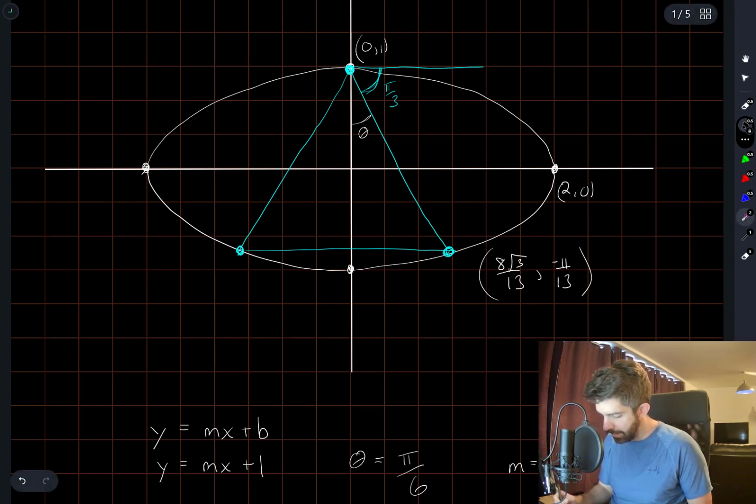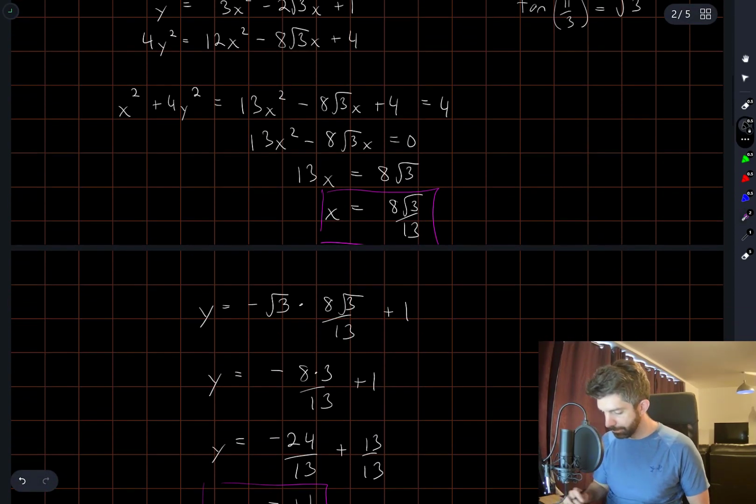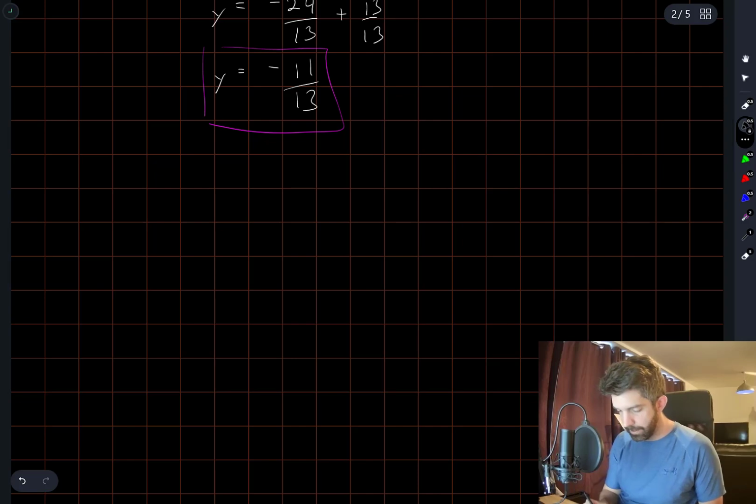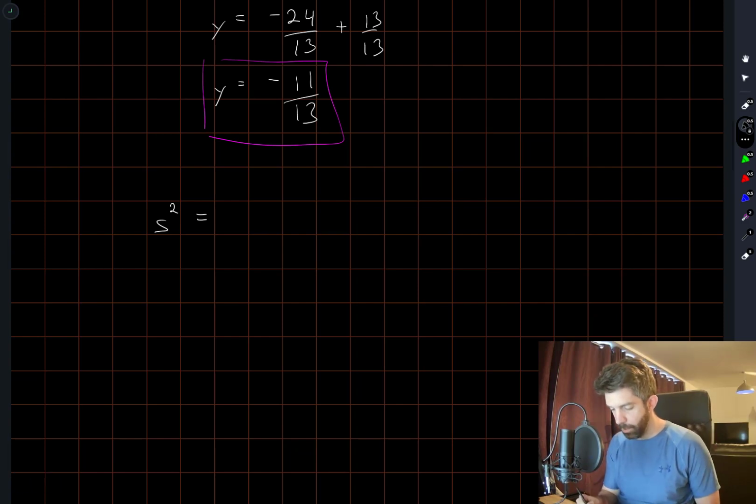And the magnitude of the y-coordinate is less than 1, which makes sense because we know that this point is at (0, -1), and this point is closer, it's further up. So the y value should be closer to 0. Okay, so I just need the formula for the side length now. The side length squared is going to be the distance between the two points, so I'll just write it out like this: delta x squared plus delta y squared.